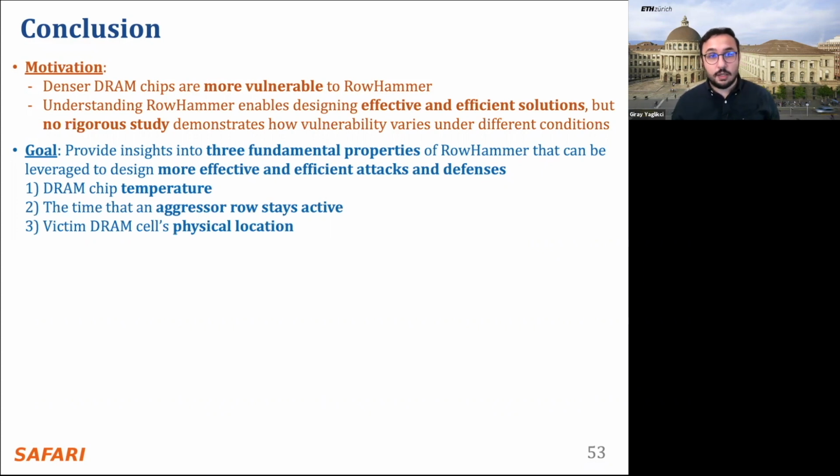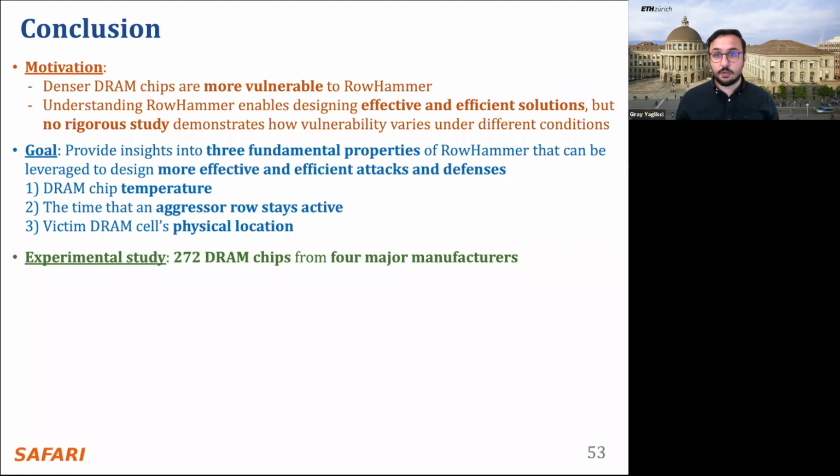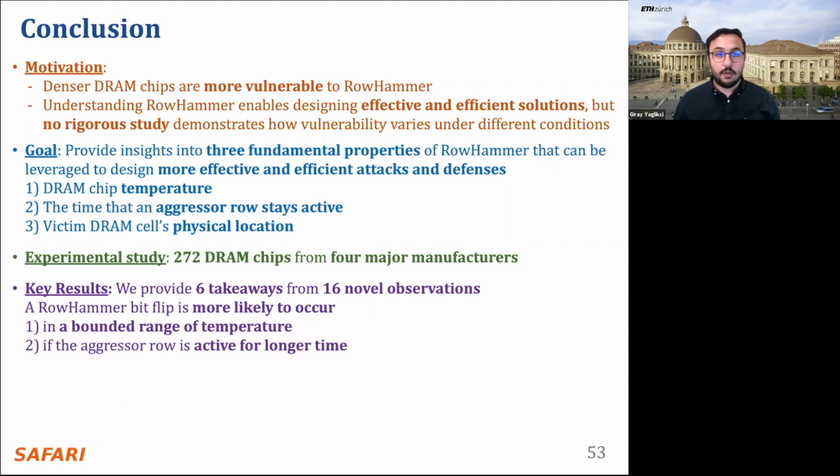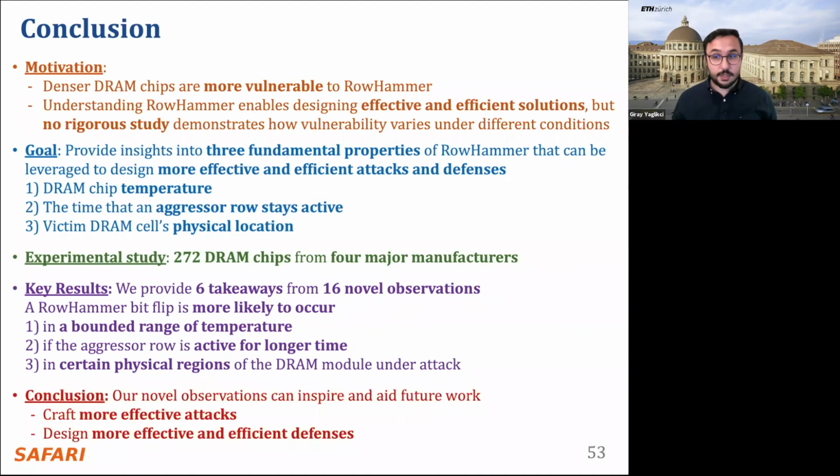In this study, we test 272 real DRAM chips of DDR3 and DDR4 modules from 4 major manufacturers. Based on our analysis, we draw 6 key takeaway lessons from 16 novel observations. Among these, we highlight that a RowHammer bit flip is more likely to occur in a bounded range of temperature, if the aggressor row is active for a longer time, and in certain physical regions of the DRAM module under attack. Based on our findings, we propose several improvements. We believe and hope that our novel observations will inspire and aid future work on crafting more effective attacks and designing more effective and efficient defense mechanisms.